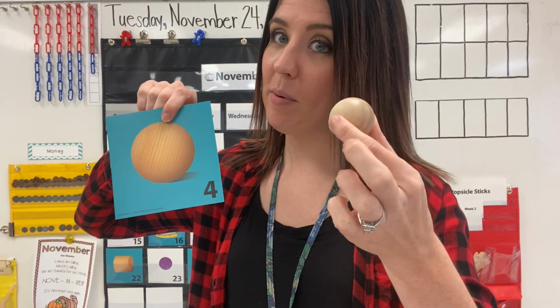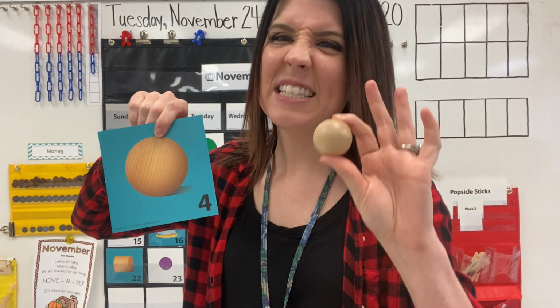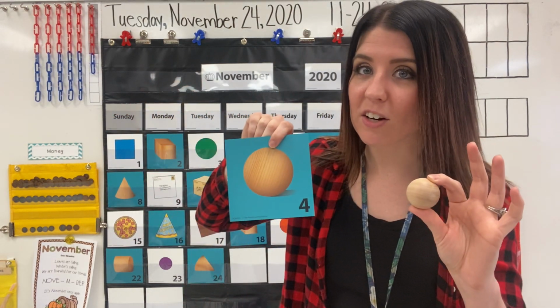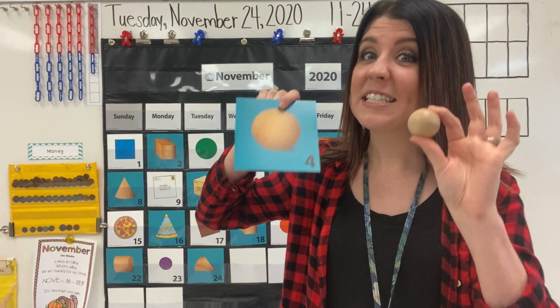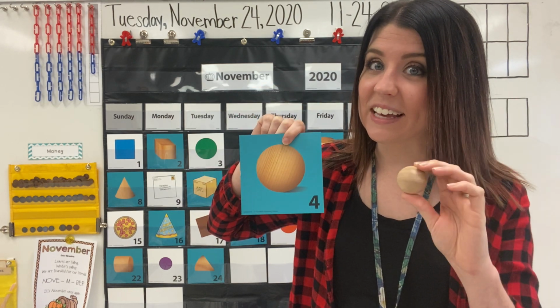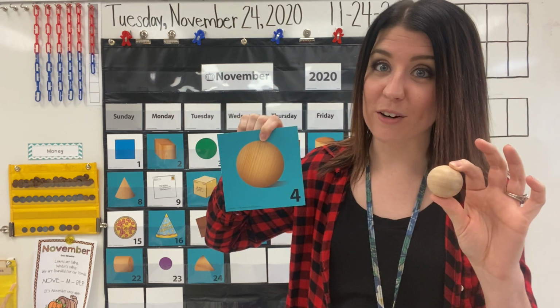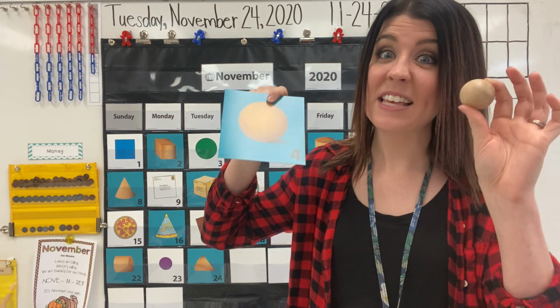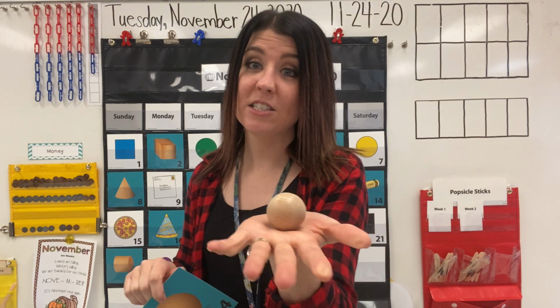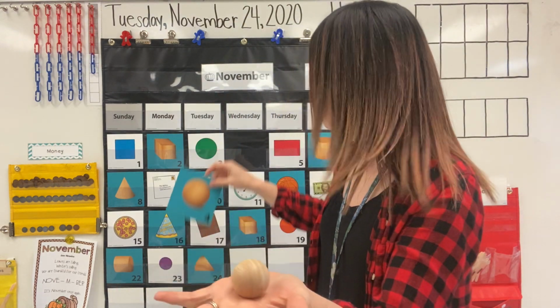Then we have this shape right here that looks like a ball. Anybody remember what I called this? Sphere. Can you say sphere? Sphere. Again. Sphere. Now, does this sphere look flat to you?